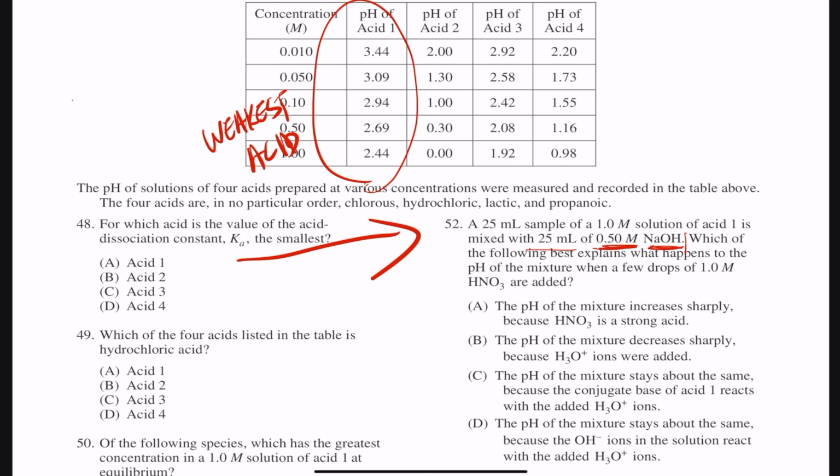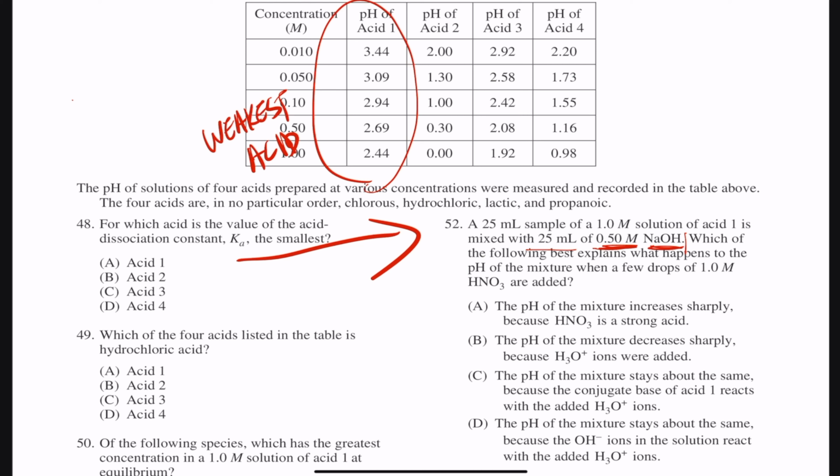Nitric acid is a strong acid, so you would expect the pH to go down because you're adding strong acid, becoming more acidic. So it's got to go down in its pH. And that's absolutely not what happens, because the purpose of this question is basically talking about the concept of a buffer, right?